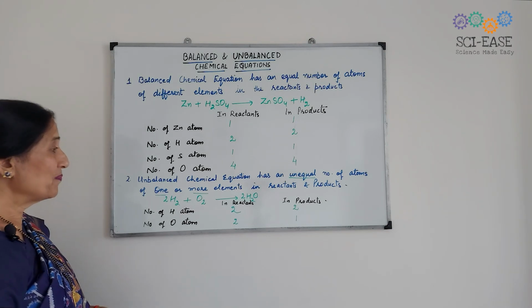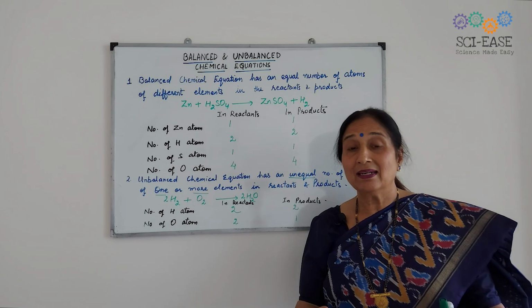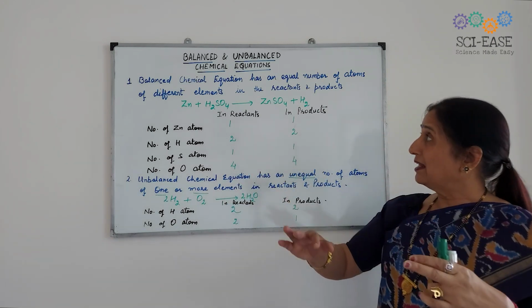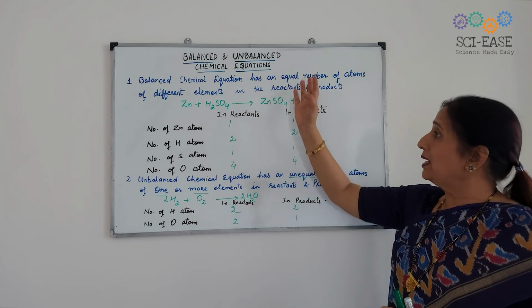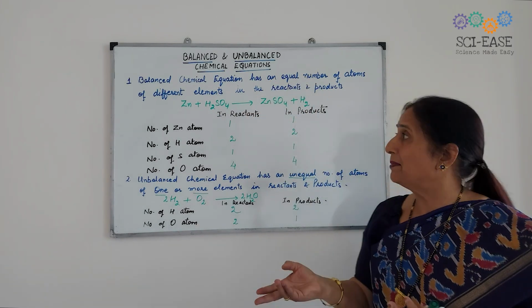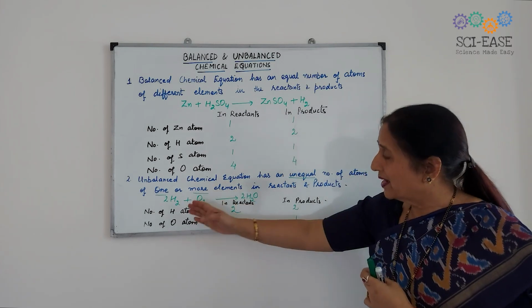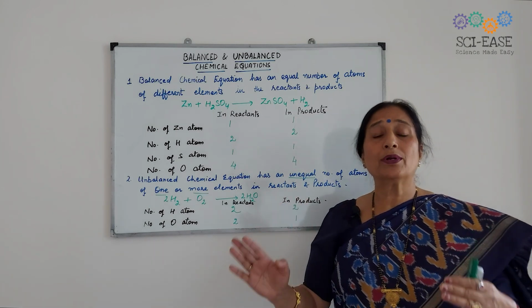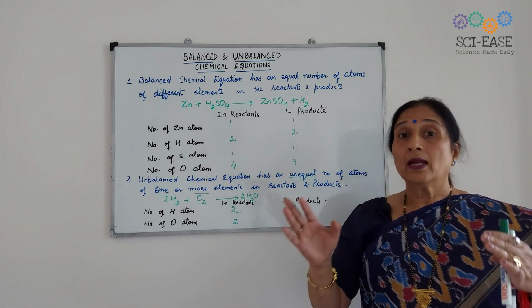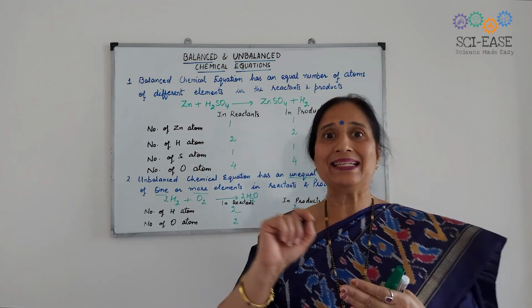Okay? So, what is a balanced chemical equation? That is when an equation has an equal number of atoms of different elements in the reactants and products. So here this equation is balanced. You can take many more equations. In order to be perfect, you are to balance it.